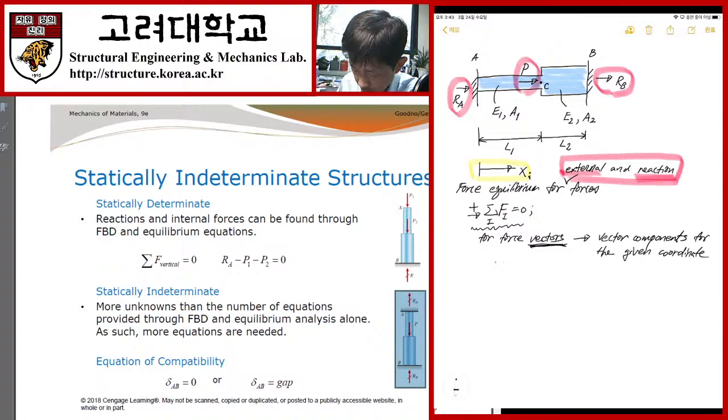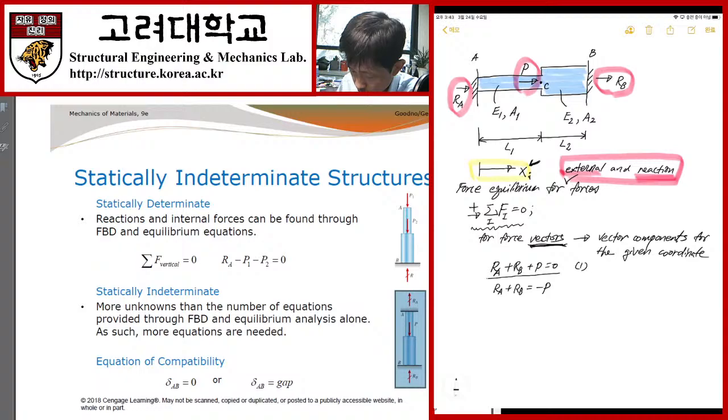Then first I have RA, isn't it? Because we assume its direction is the positive direction in our assumed coordinate system. And then RB, and then plus P is equal to 0. So according to this equation, let's say this is equation 1. According to equation 1, RA plus RB is equal to minus P.